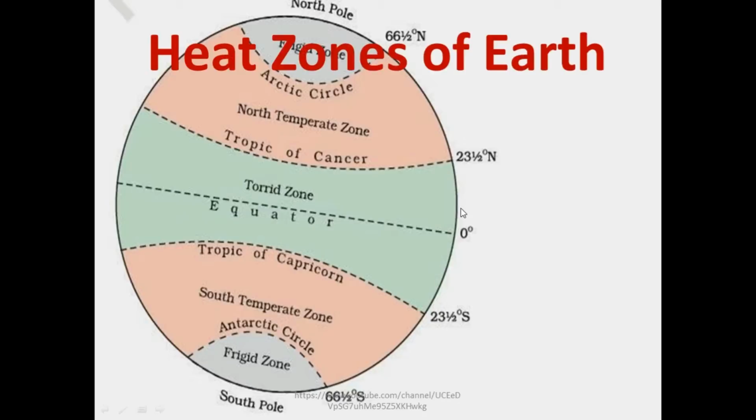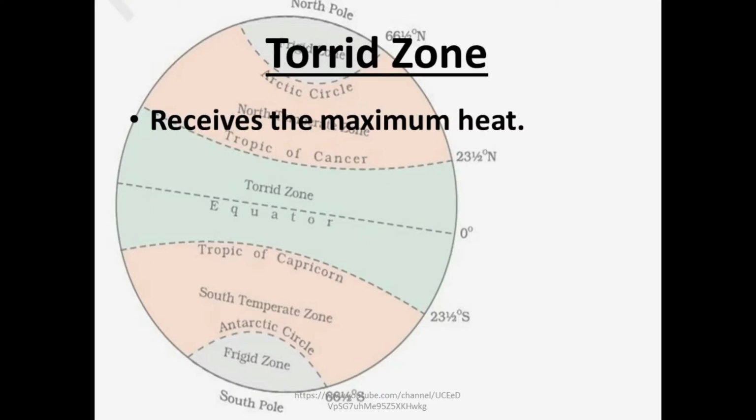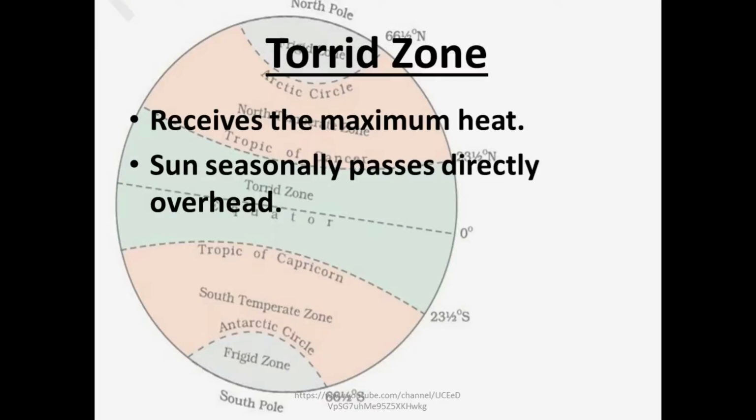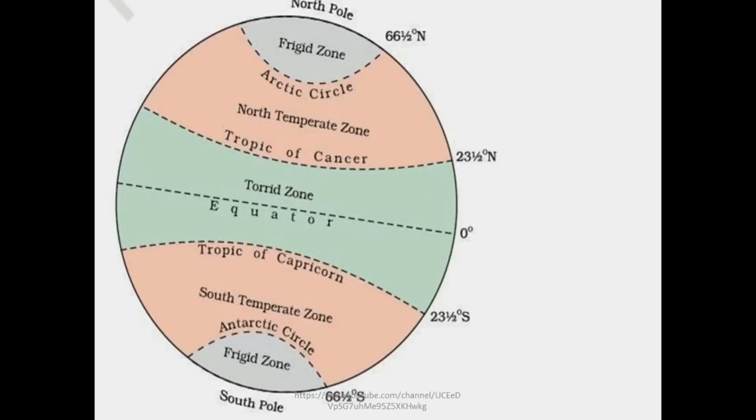Next one, heat zones. First one, torrid zone. We already discussed. It is between Tropic of Cancer and Tropic of Capricorn. It receives maximum heat. Sun seasonally passes directly overhead. Actually, at midday the sun is exactly overhead at least once in the year on all the latitudes between Tropic of Cancer and Tropic of Capricorn. So this is torrid zone.